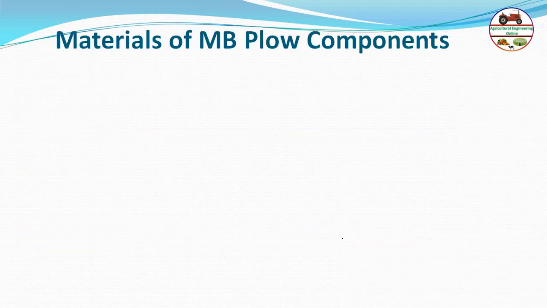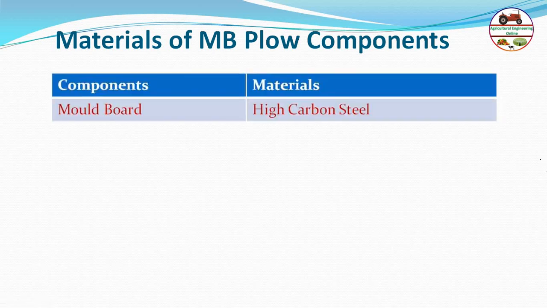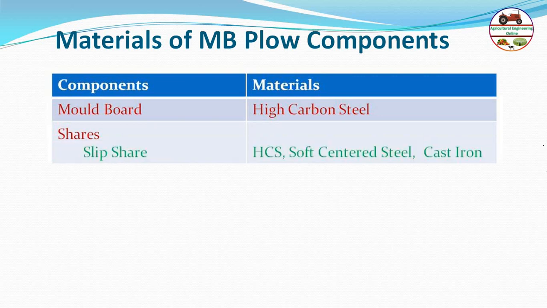Then coming to the different materials of construction for the mold board plough components. Different components are made of different materials. First is the component mold board. The mold board is the most important one, which should be rough and tough, because the soil has to move on the surface. It should be very hard. So generally it's made of high carbon steel. Then shears. Basically the shear has to be again very hard, because it cuts the soil. So different types of shears are there.